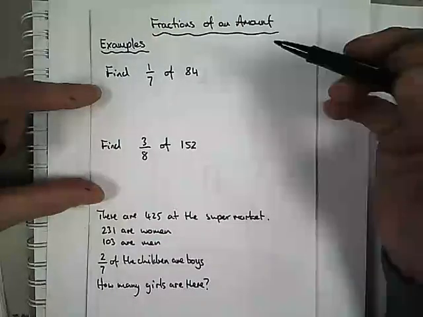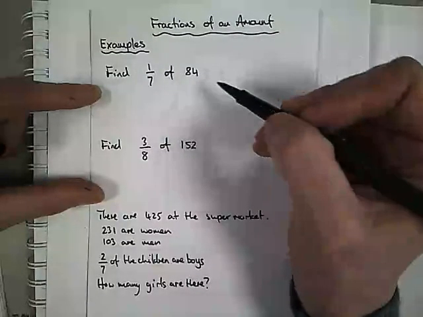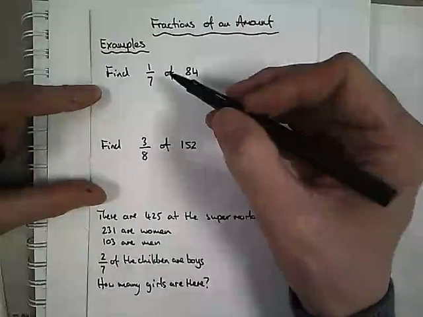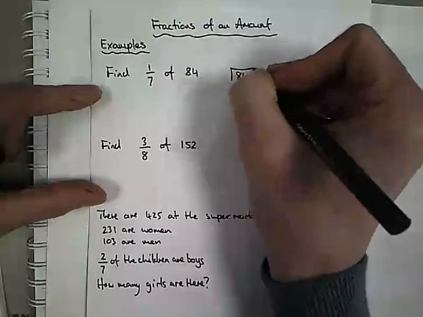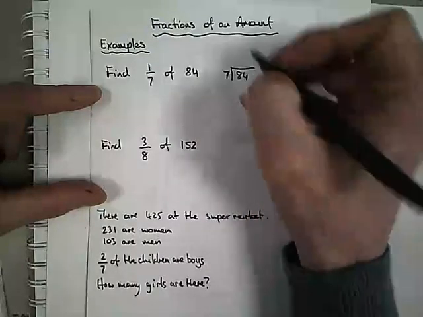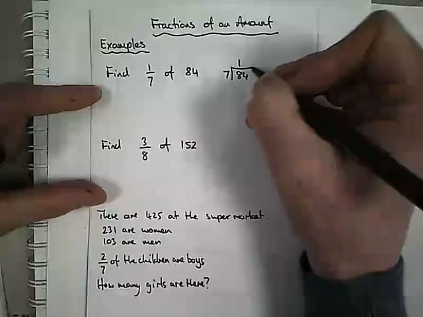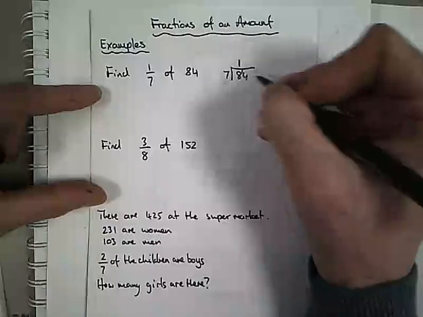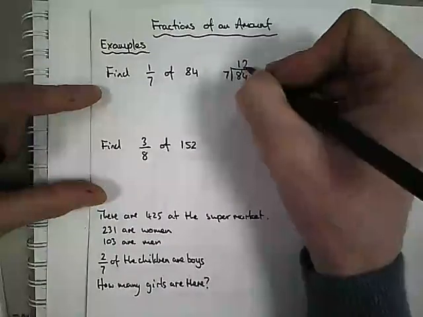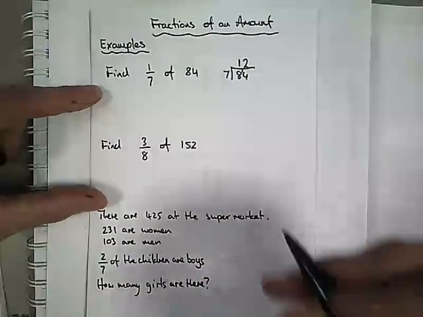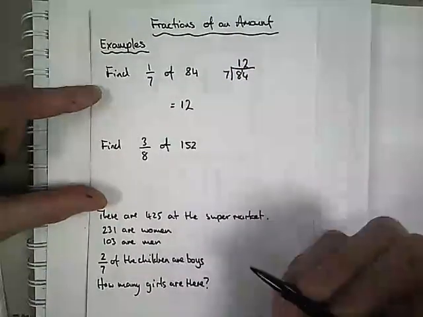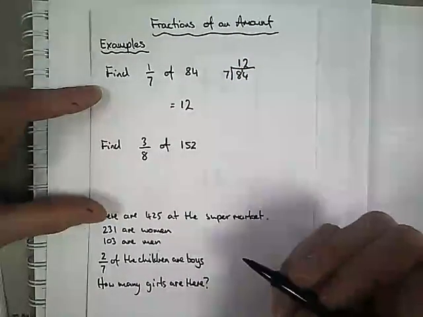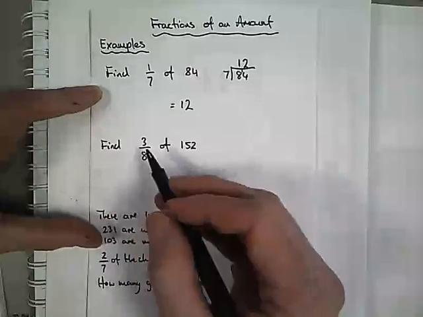So to find 1/7 of 84, I need to divide by 7. So 84 divided by 7. How many 7's go into 8? Well, that's 1, with a remainder of 1. How many 7's go into 14? That's 2. So 1/7 of 84 equals 12. Happy days.